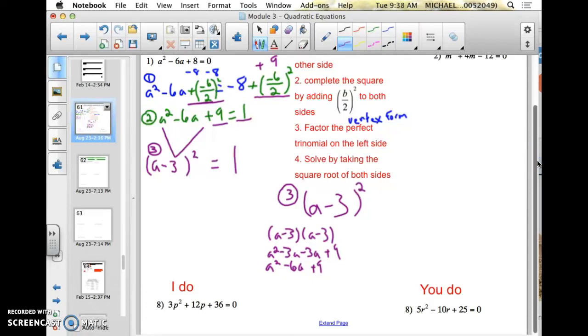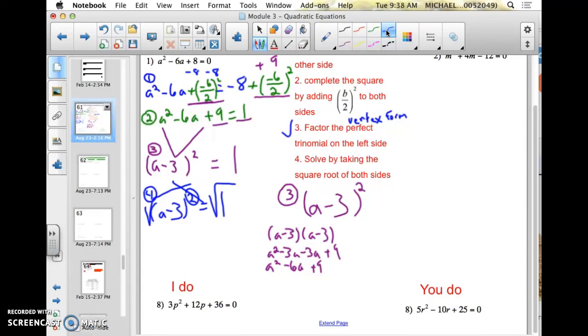Now, step 4 then just says to, I'll use blue again. So I just did step 3. Step 4 says solve by taking the square root of both sides. So step 4, I'm going to write right here. I'm going to rewrite everything just to show you what I'm doing. A minus 3 squared equals 1. Now, to get rid of the power of 2, I have to take the square root of both sides, because the square root and the power of 2 are inverses of each other, meaning they cancel each other out.